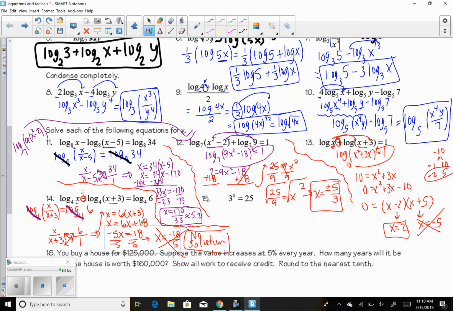All right, and lastly, 15. This is like one of the ones we did up at the top. 3 to the x power equals 25. Well, 3 squared is 9. 3 to the third is 27. So I can't solve that just by changing the base. So what I need to do is rewrite this as a logarithm. So you get log base 3 of 25 equals x. So this is a change of base in the calculator. So it will be log 25 over log 3. And what that's going to give you is 2.930.